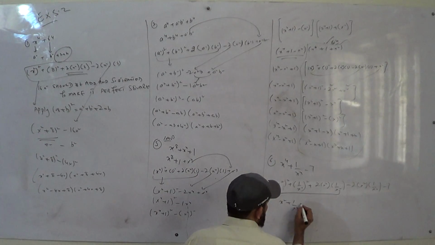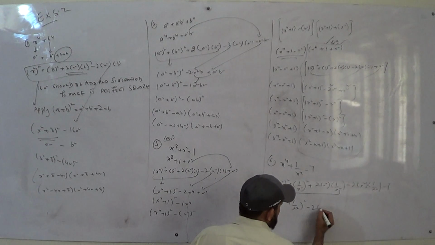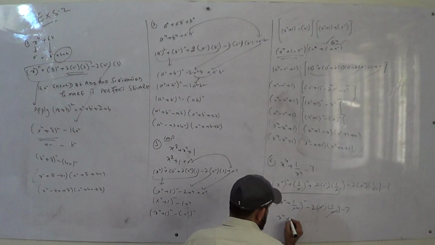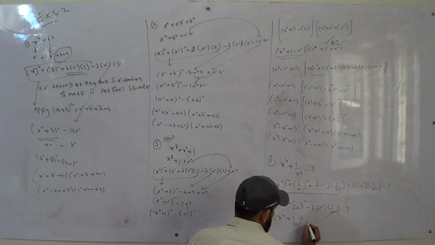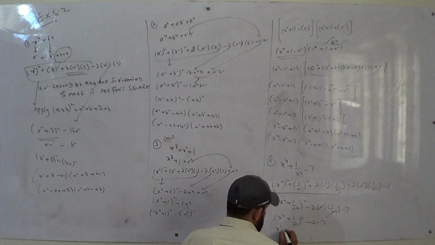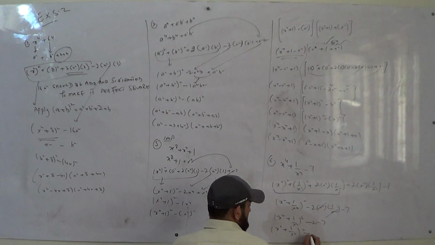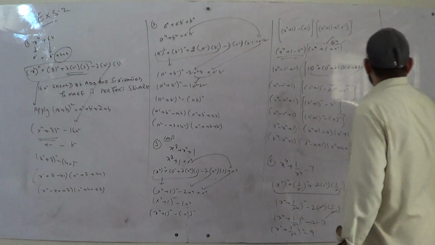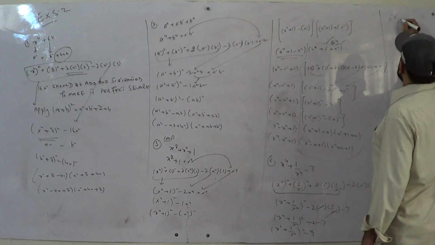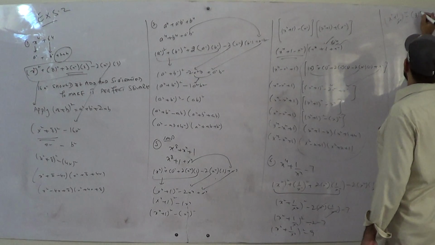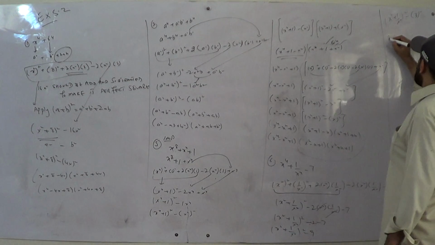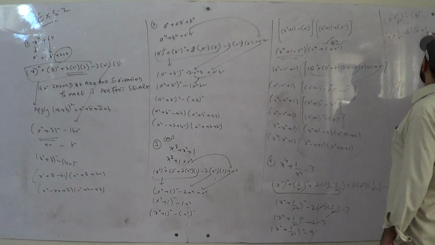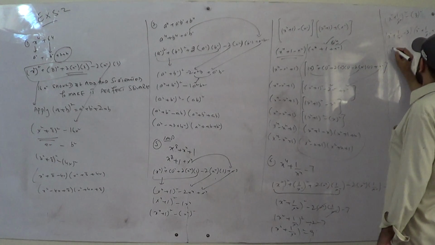(a + b) whole square minus 2, x square 1 by x square, minus 7 cancel. We get (x square plus 1 by x square) whole square minus 9. Now a square minus b square. Now apply the formula. We get (a - b)(a + b). Arrange in order.